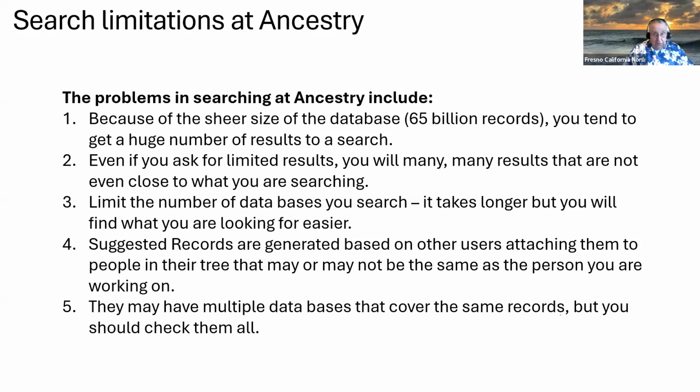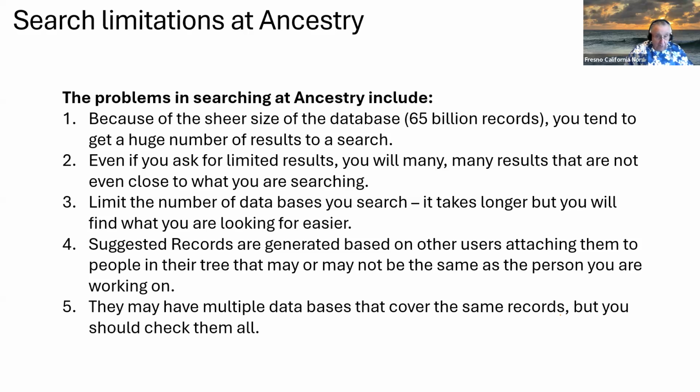And one of the features about this particular collection called Suggested Records is that Ancestry relies not just on the records that are out there, but then what records were attached to people that appear to be the same as the person you're looking for. And so you may get a lot of records that are really the wrong person, but that's because people have been attaching them to the wrong person.